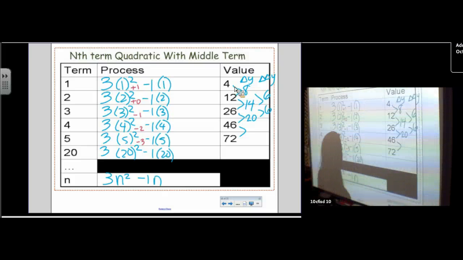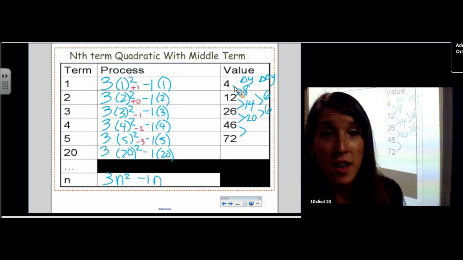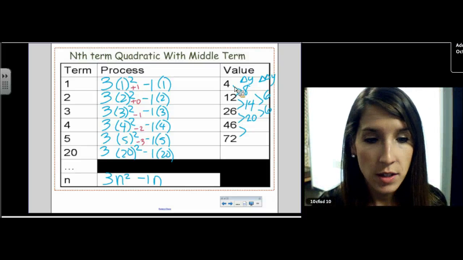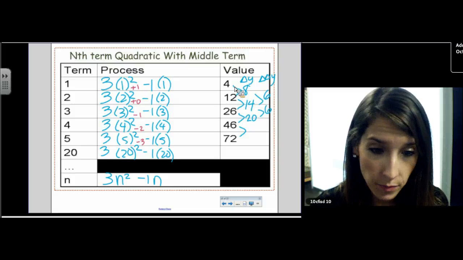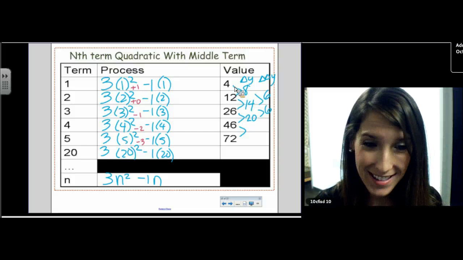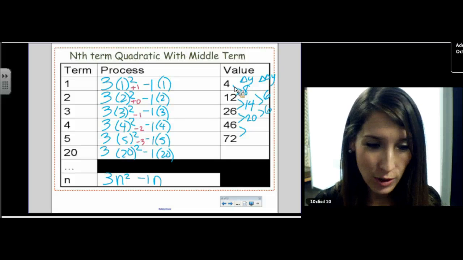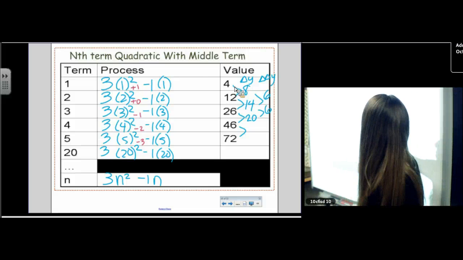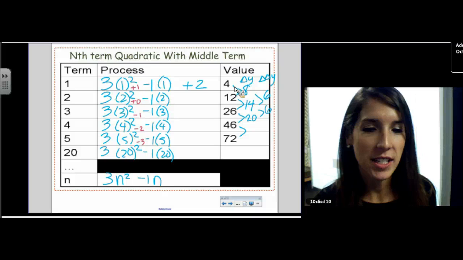All right, and now as the last step, you take inventory. What do I have and what do I need? So 3 times 1 squared is 3. 3 minus 1 is 2. How do you make 2 look like 4? Plus 2. Check it twice, just like Santa.